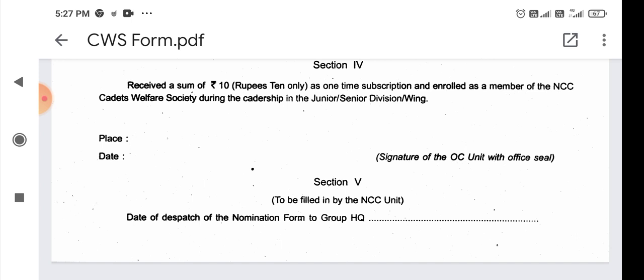Okay, this is the total application form of NCC Army Wing, Navy Wing and Air Wing.